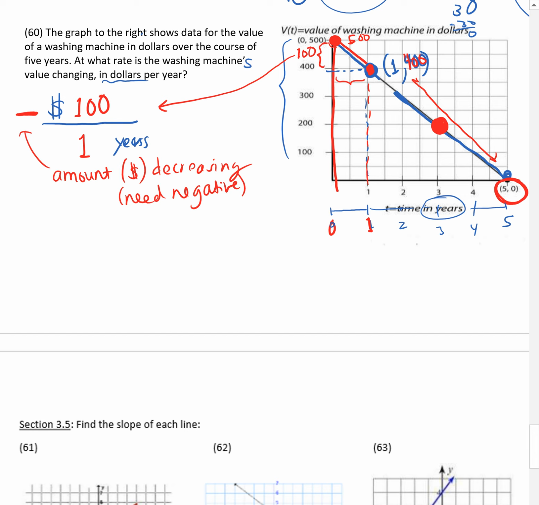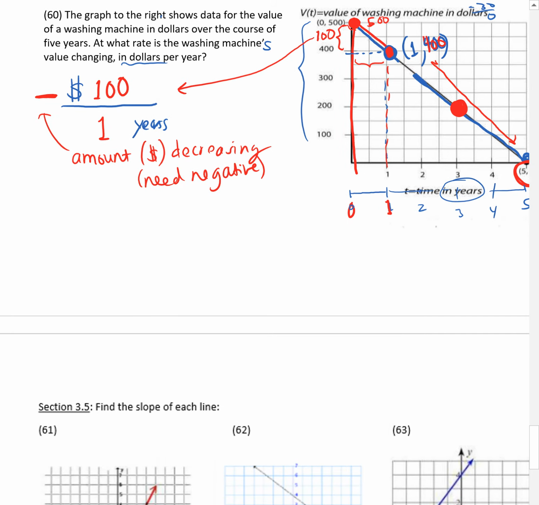It's not like in the previous example, where this person was driving, so the number of miles he was going was increasing. That's why it was positive. This time, the number of dollars that this thing is worth is decreasing. So it's $100 in 1 year, but we can just reduce that. 100 over 1, that's 100. And then say it in words, dollars per year.